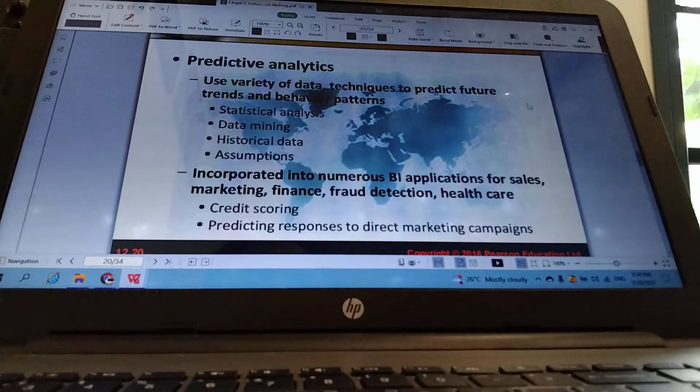Basically this predictive analytic is incorporated into numerous BI applications for sales, marketing, finance, even fraud detection, healthcare, for the purpose of, for example, credit scoring, predicting responses to direct marketing campaigns, and so on. So definitely the investment into this BI system or BA system will be quite high, but in return, as you can see, there are many benefits, a long list of benefits or features that it comes with for the users to make use of.